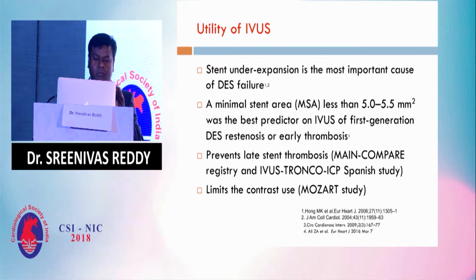So what is the clinical application of IVUS? Stent underexpansion is the most important cause of DES failure. A minimal stent area of less than 5.0 in the first generation DES and less than 4 in the new generation DES are predictors of thrombosis. It prevents late stent thrombosis, as with data from MAIN-COMPARE and the IVUS-TRONCO-ICP Spanish study, and it also limits the use of contrast, from the MOZART study.